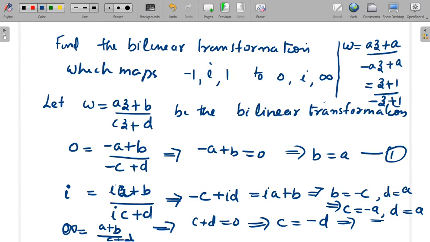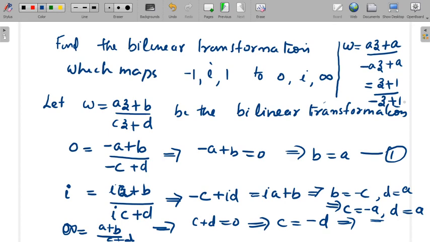Now just substitute and see whether we are right or wrong. When z is minus 1, we get this as 0. When z is 1, the denominator becomes 0, so that w is infinity. When z is equal to i, we get (1 + i)/(1 - i), which on simplification you can see that is equal to i. So this is another way of finding a bilinear transformation.